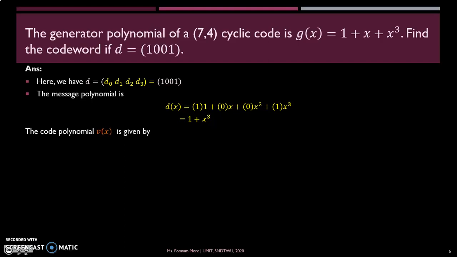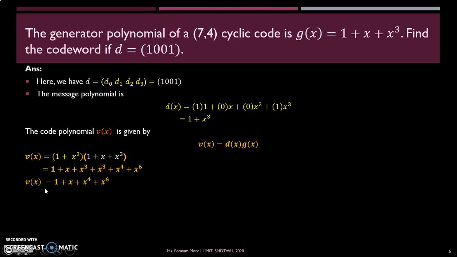Now the code polynomial is given by using the formula that we have just discussed. By multiplying the message polynomial, 1 plus x cube, with the generator polynomial, 1 plus x cube, we get our resultant code polynomial. Here, as we are supposed to perform modulo 2 addition, the similar terms will cancel out, and therefore the resultant code polynomial will be 1 plus x raised to 4 plus x raised to 6.